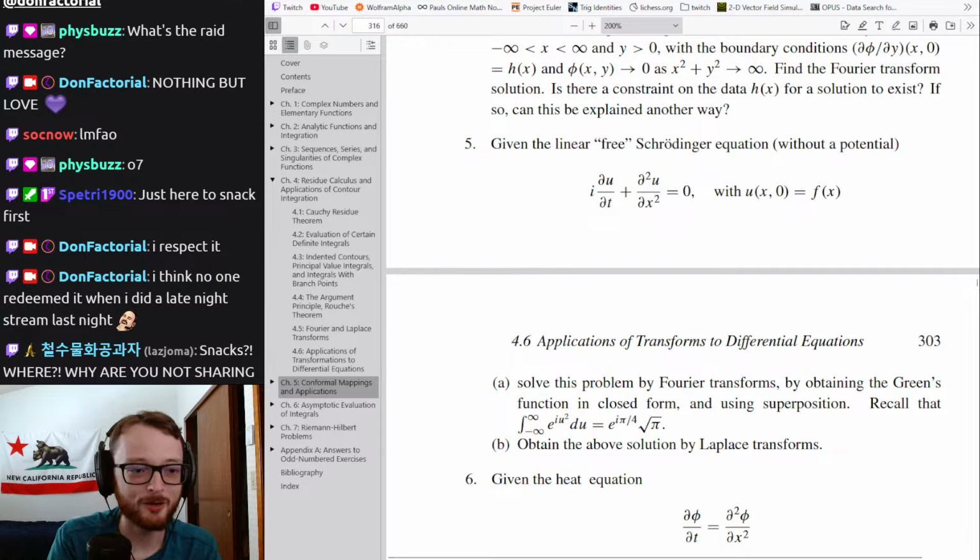I want to solve Schrodinger's equation. I was trying this off stream the other day. It was not working. No clue what Schrodinger's equation means. But I want to solve it.